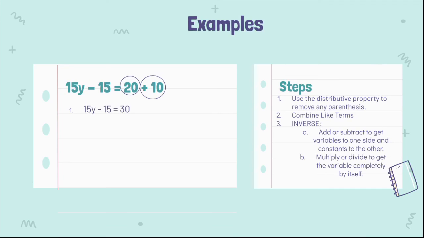Now we have to do the inverse operations. What operations are there here? Well, there's multiplication with 15y, and there's subtraction, minus 15. So let's do the inverse of subtraction first. We add 15 on both sides. Cancel that out, and we are left with 15y = 45. Now we do the inverse of multiplication by 15. We divide by 15 on both sides. 45 divided by 15. Our final answer is y = 3.